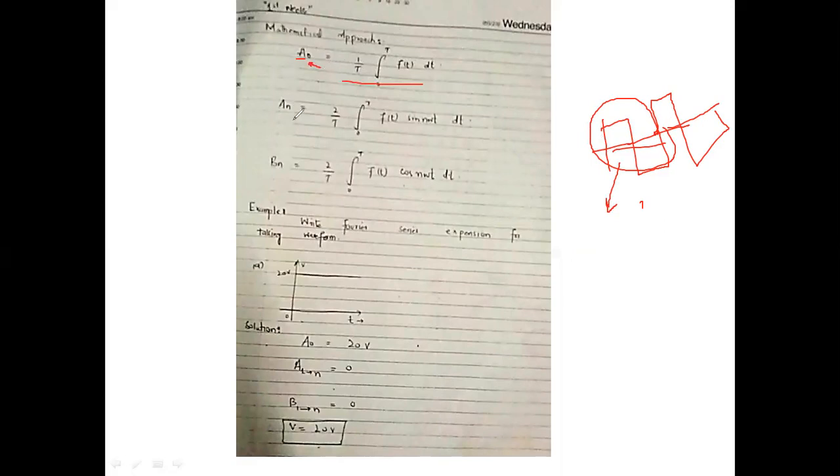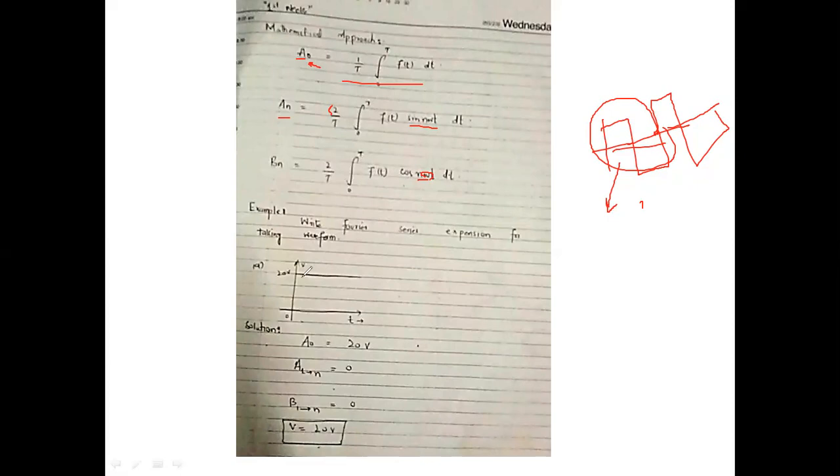Now the amplitude of the sine series, an, is 2 by T, integral from 0 to T, of f of t sin n omega t dt. And bn is equal to 2 by T, integral from 0 to T, of f of t cos n omega t dt. Omega is the angular frequency.